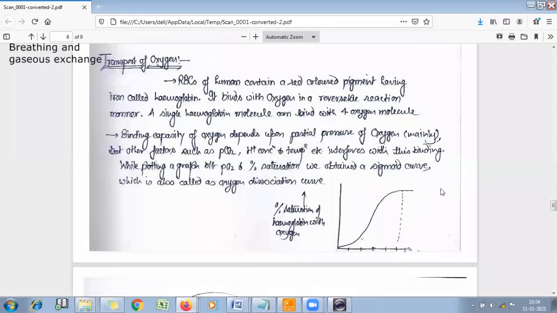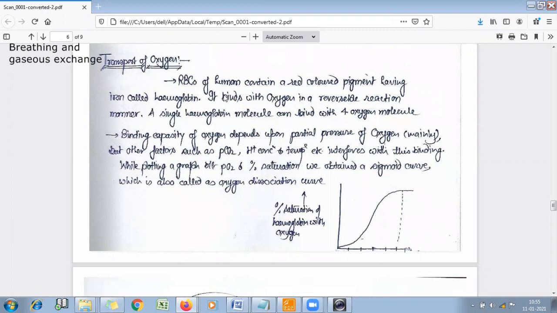Students, now we will move forward in our chapter, breathing and gaseous exchange. So here we will learn how the oxygen and carbon dioxide are transported by different means. First we will discuss the transport of oxygen.